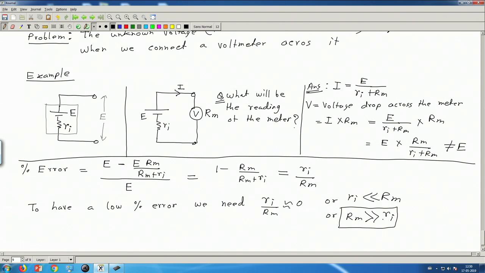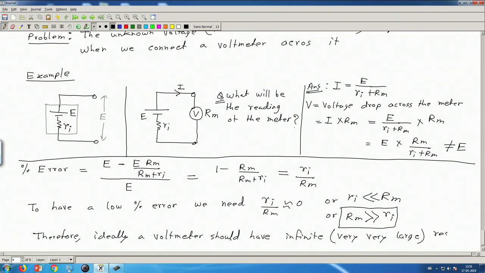So, therefore, ideally a voltmeter should have theoretically infinite, practically very large resistance. This is one important fact about voltmeters that you should know.